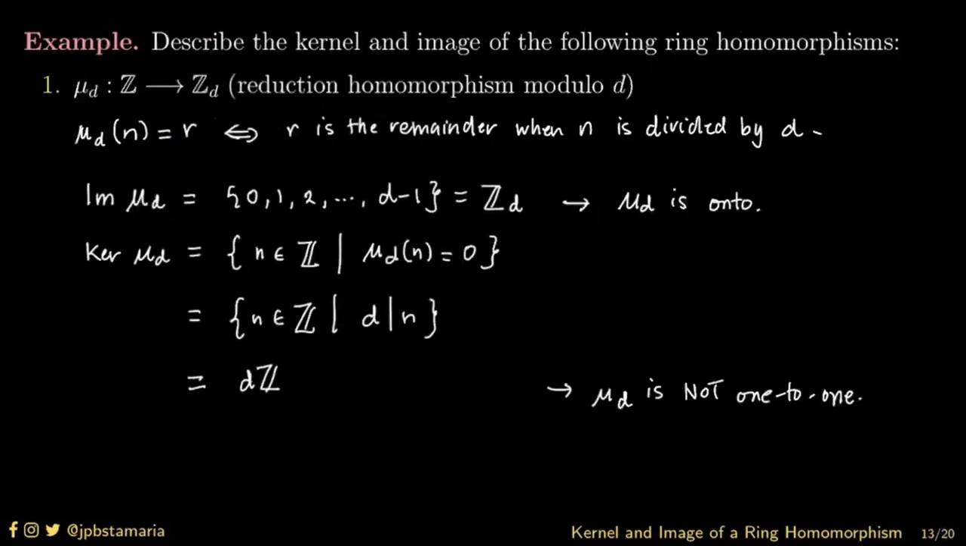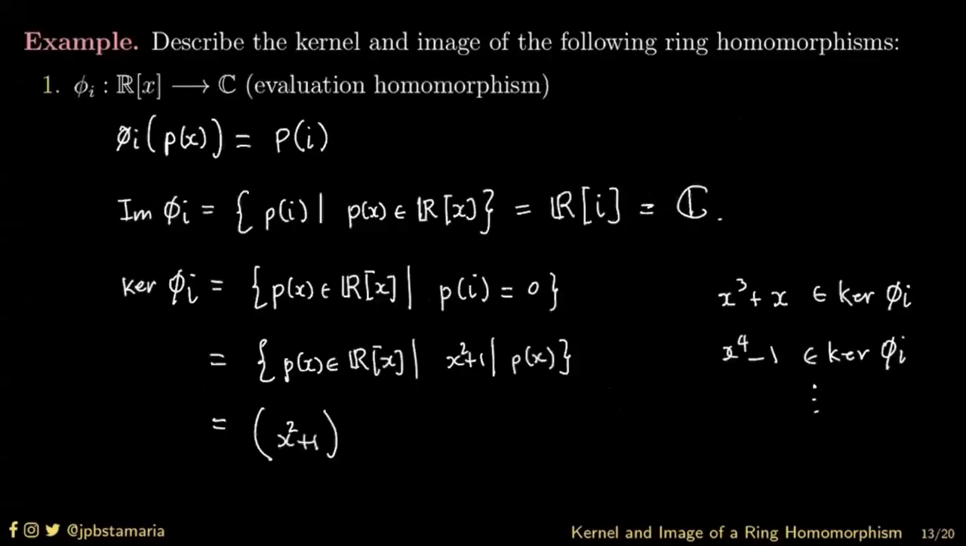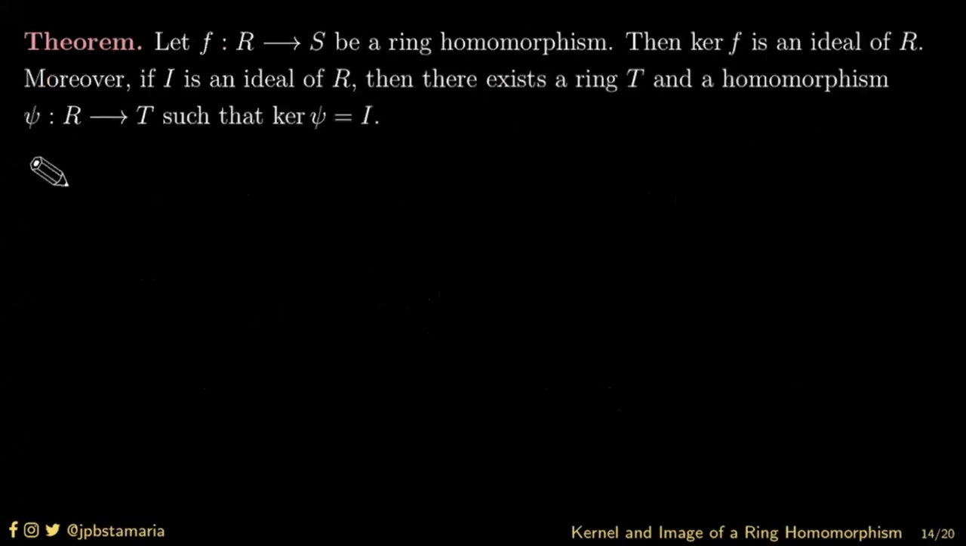Parang yung kaninang example, ang naging kernel ng mu sub d, yung dZ. Di ba yung dZ, ideal siya ng Z. Yan. More generally, kahit na anong ring homomorphism, when you look at the kernel, meron ka, parang ito. Whenever you have a ring homomorphism from R, automatic meron ka ng magandang example ng ideal ng R. Just get the kernel of the ring homomorphism.